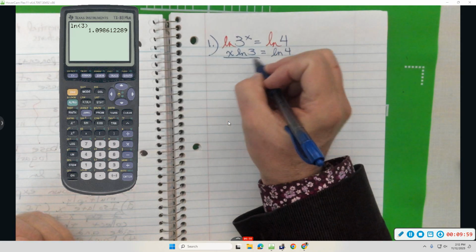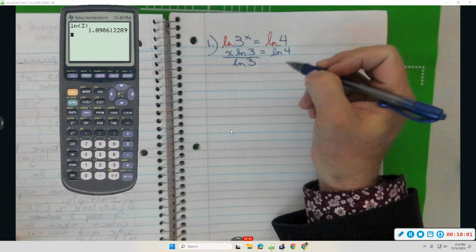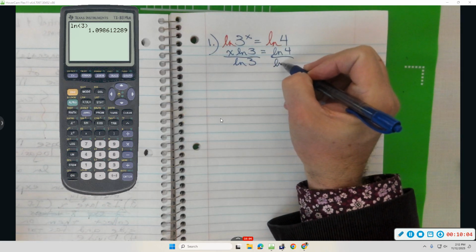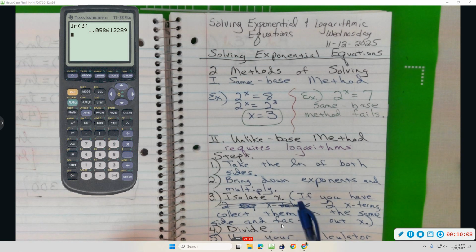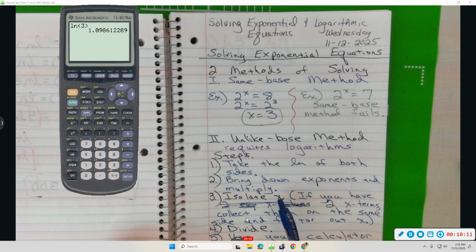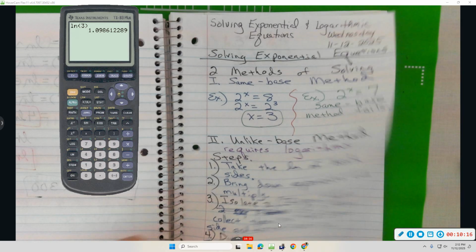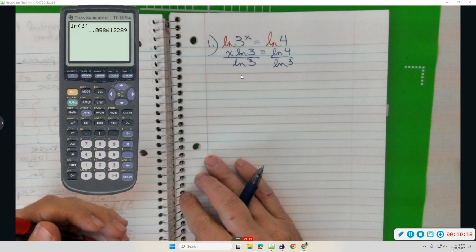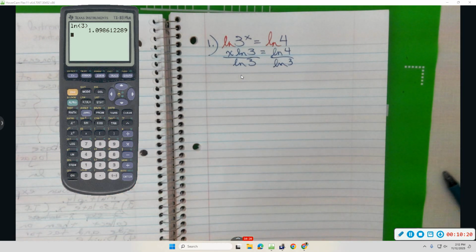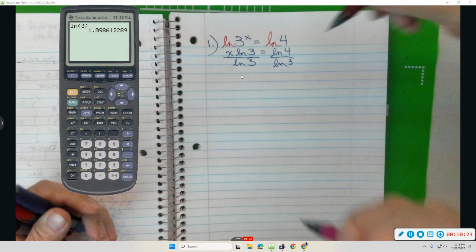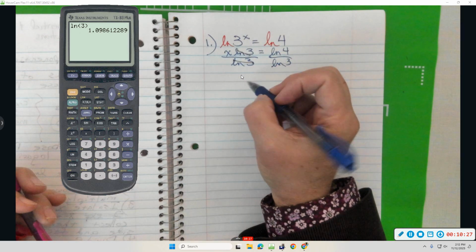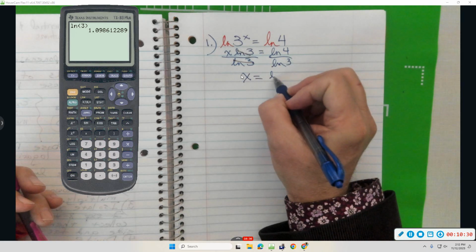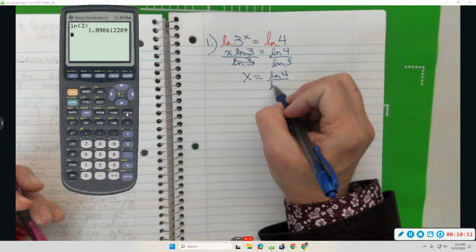Divide. That's step 4. I think for step 4 I just wrote out divide. Yep, there I did. We didn't have to worry about that parenthetical statement. We isolated x. It was already isolated. We divided. And now we're going to use our calculators to get the decimal approximation. We have x equals ln 4 divided by ln 3.